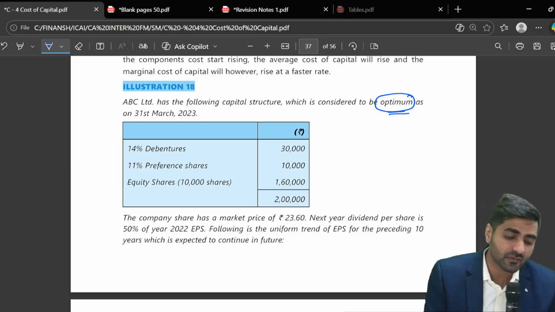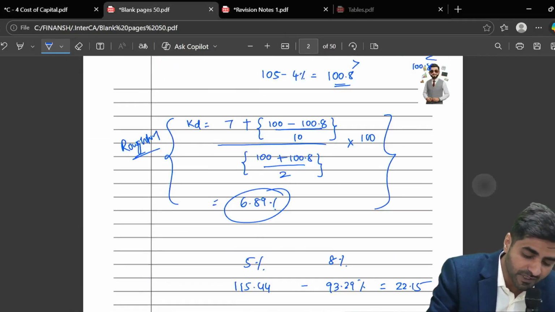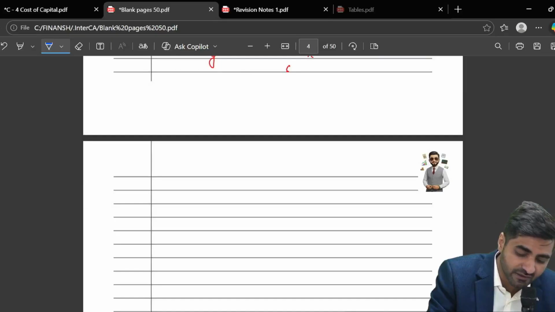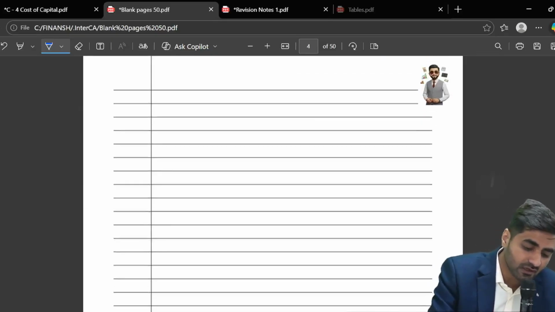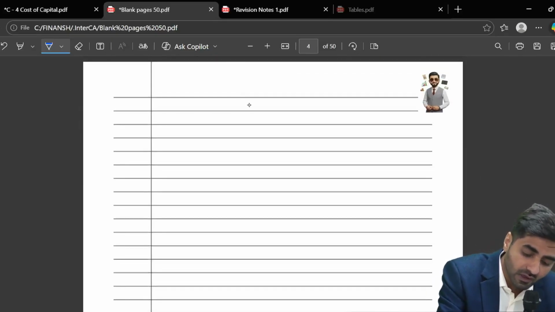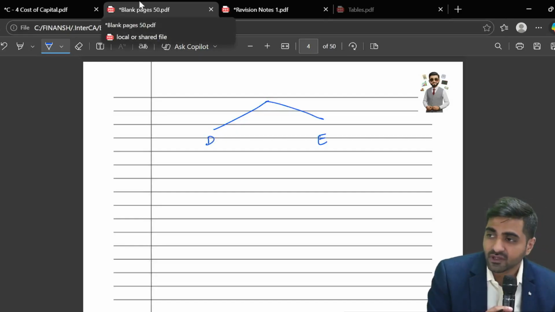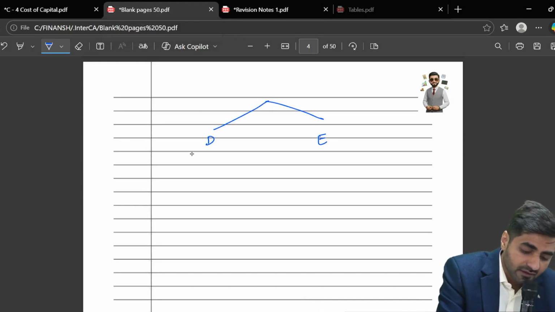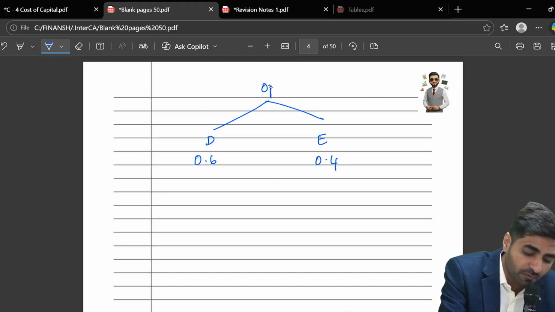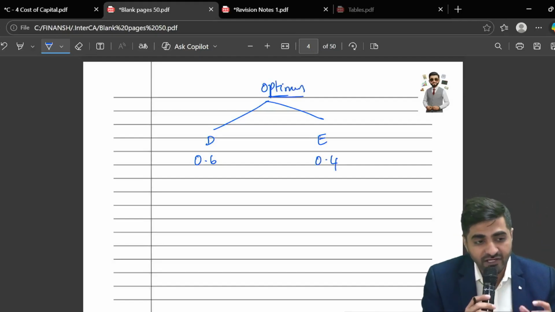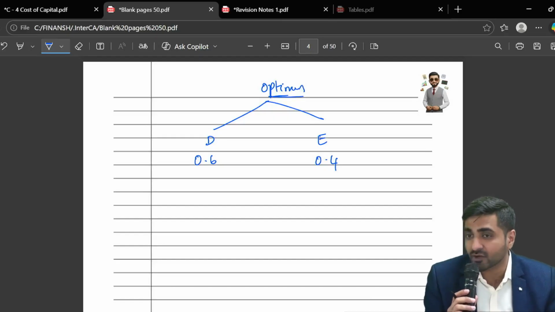Suppose a company tells you that we are having debt and equity, 60% of debt and 40% of equity. This is the optimum structure. So what is the optimum structure, guys? Debt should be how much? 0.6, and equity should be how much? 0.4.